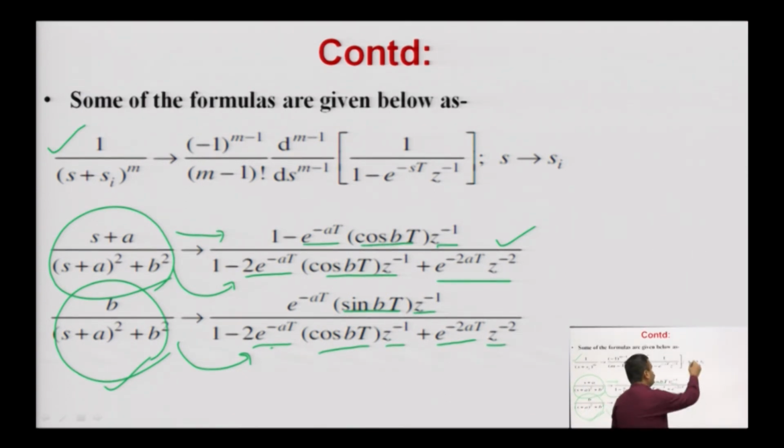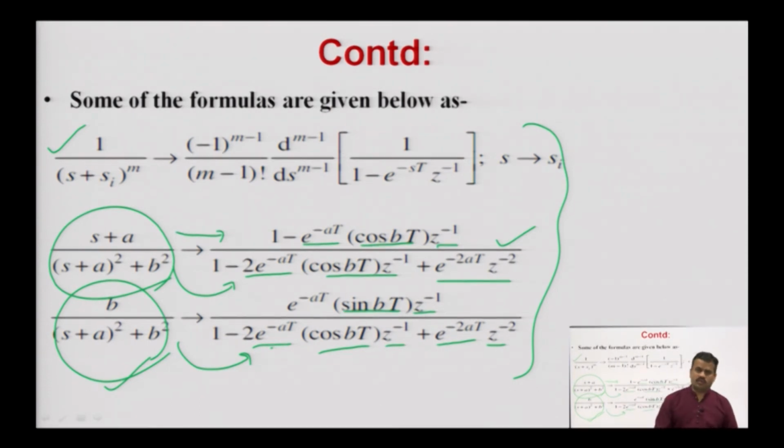So, these 3 formulas you have to remember: one for the linear factor, one in terms of cosine, one in terms of sine. If you remember these 3 formulas, then for any type of expression you can directly put in the values and you will get H(z) from H(s).